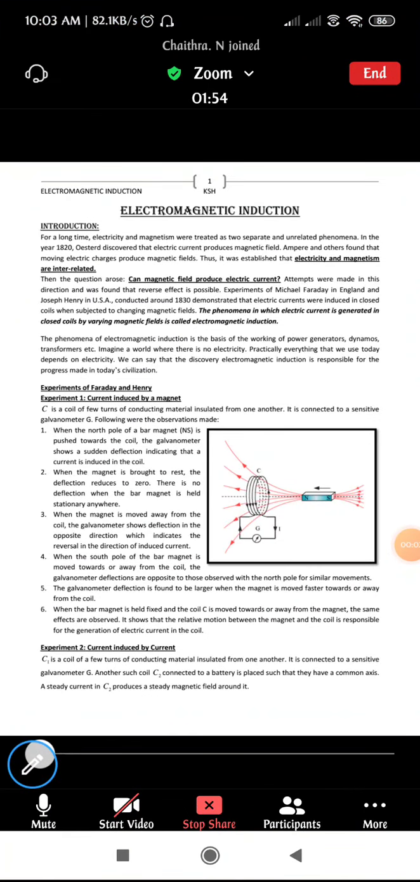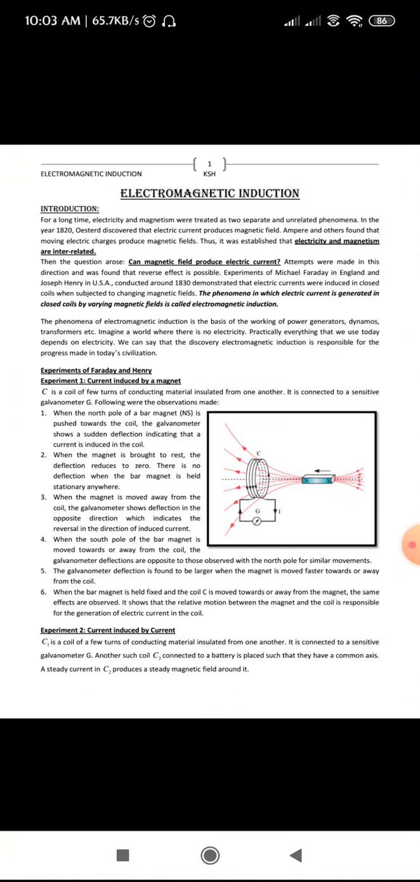Fine students, in the last class we just started with the EMI chapter, right? EMI, the full form of EMI, is nothing but electromagnetic induction. So we shall have a recap of last class for a few minutes.